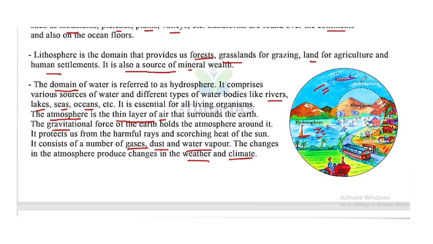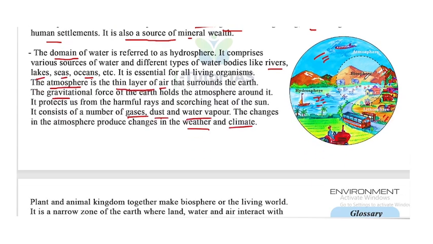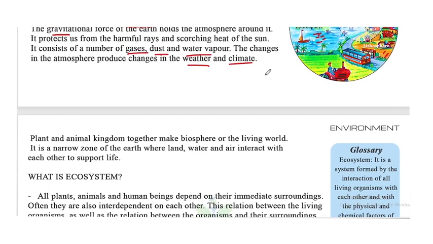atmosphere. Now, the plant and animal kingdom together make the biosphere, or the living world. So the plant kingdom and animal kingdom together make the biosphere or living world.